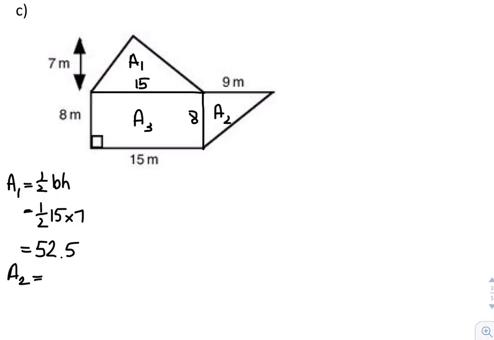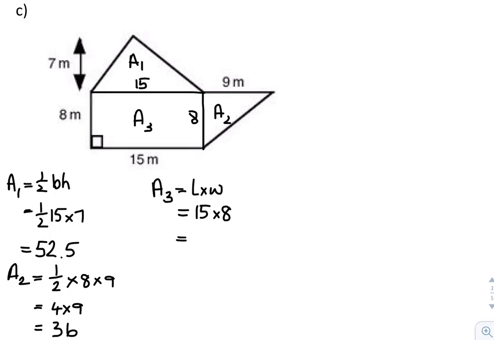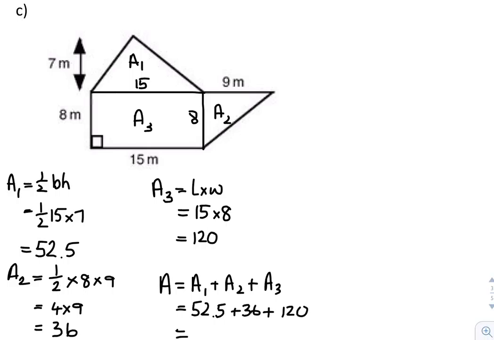My second area is also a triangle, so I'm still going to use that formula of a half base times height, but my base is going to be 8 and my height is going to be 9. A half of 8 is 4, which means that I have an end result of 36. My third area is a rectangle, so 15 times 8, giving me a result of 120. So the total area of this entire shape is when I add them all together. So when I add them all together, I get 208.5 meters squared, which is my area of this composite shape.